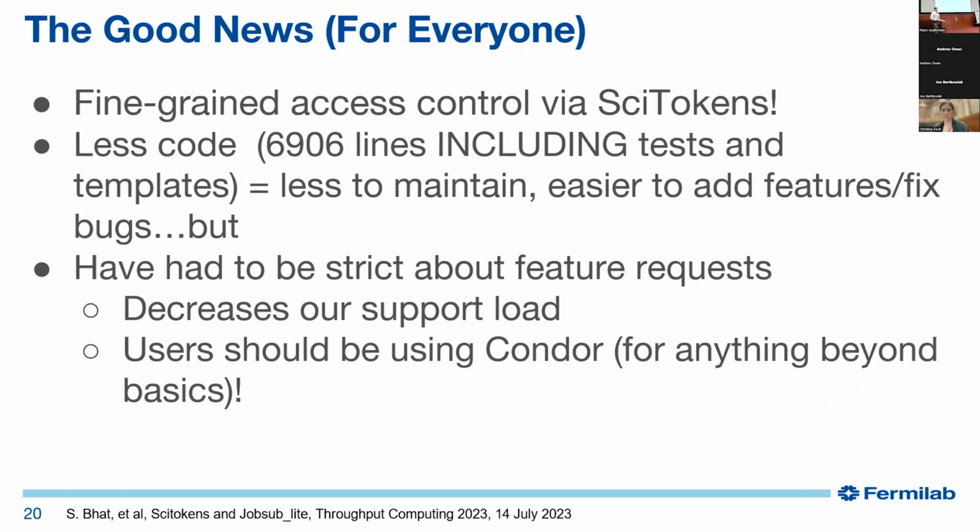For everyone, now including us, again, we have fine-grained control via SciTokens. There's a lot less code than before, and that means that it's easier to fix bugs and add the small amount of features that we want to at this point. But we've had to be very strict about those feature requests because obviously being strict about those feature requests means that it decreases our support load. And again, it helps us drive home our message that if you really want to do this, go use Condor because it's already got the knobs you need to do what you need to do.